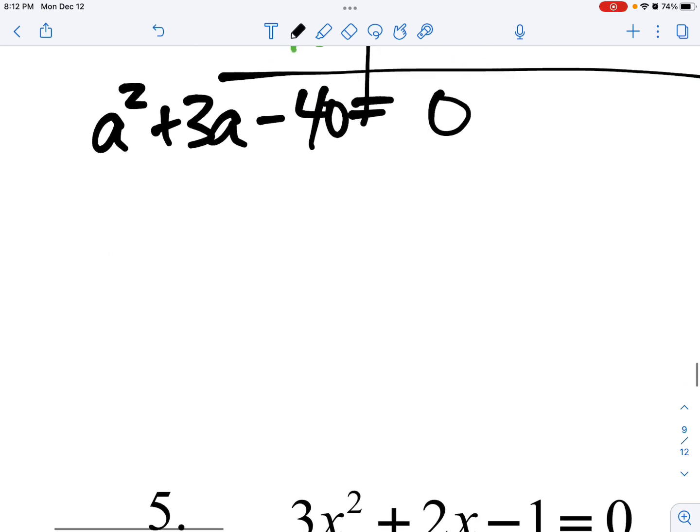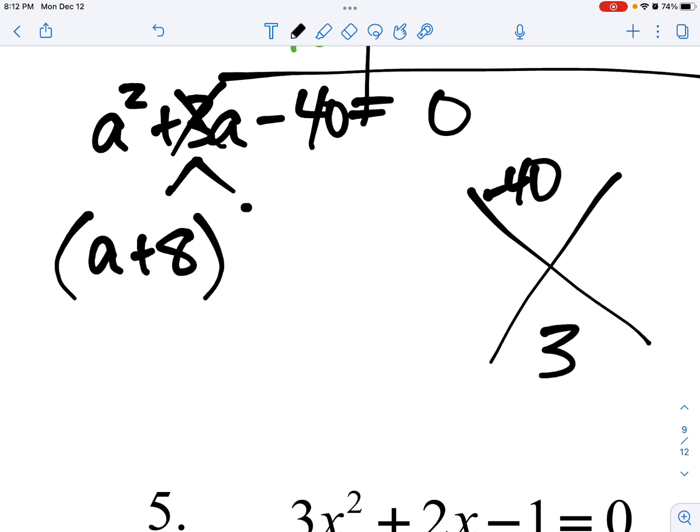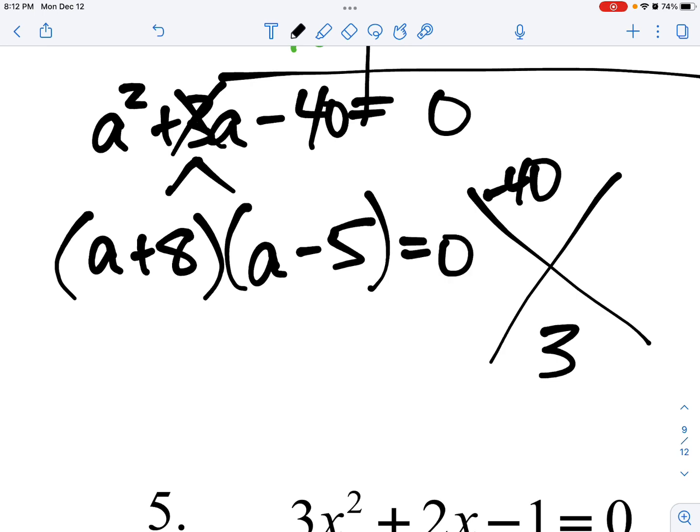From here, you're going to do this factoring thing. The -40 goes on top and the 3 goes on the bottom, and you're going to split the middle and go through everything that I do in my Unit 5 video. And when you get it factored, you're going to end up with a plus 8 and a minus 5 equals 0. That's how it gets factored. If you're not sure how to do that, go back and rewatch Unit 5. And now I have to set both of these equal to 0.